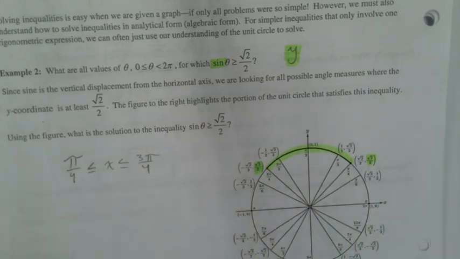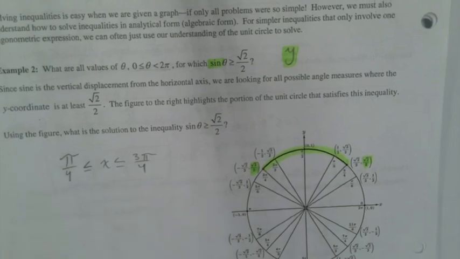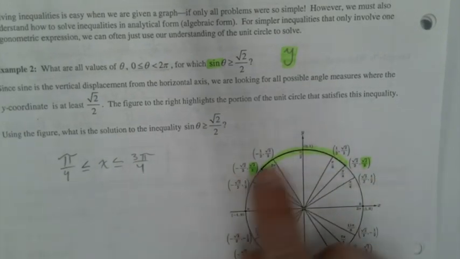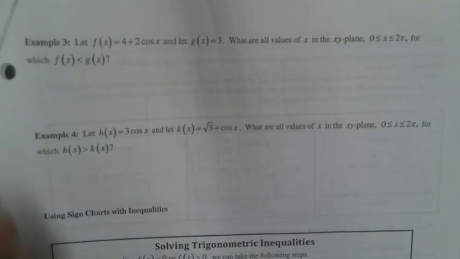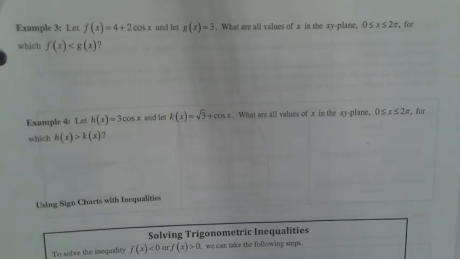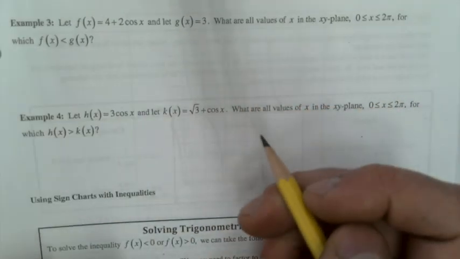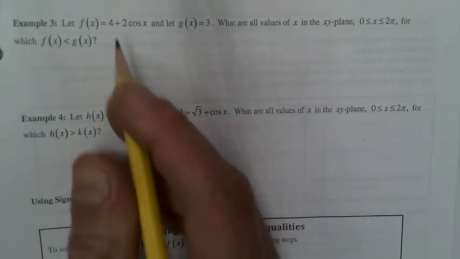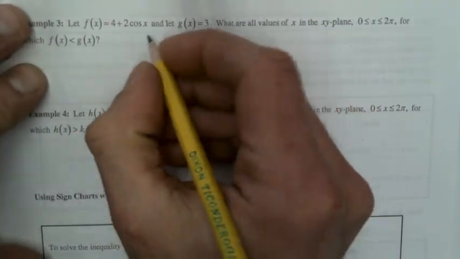Pretty straightforward, but a lot of times they won't give you this unit circle, so you're going to need to be able to figure out these values without that unit circle. So that's why in class we're going to do some unit circle practice. Next example, 3. Now we're going to have to do this one algebraically because there's some math that needs to be done in order to isolate our trig function.